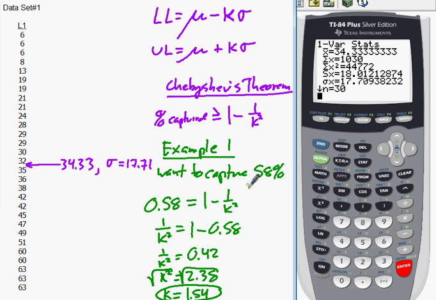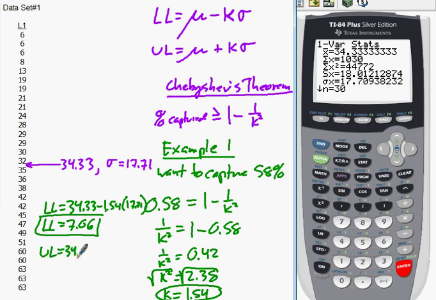So if we want to capture 58% of the data, we now can calculate what the lower limit would have to be. We take our mean of 34.33 and we're going to subtract 1.54 standard deviations. And we end up with this lower limit of being 7.06. And then, of course, we do the same thing with the upper limit, only instead of subtracting, we're going to add the same number of standard deviations away. And our upper limit will be 61.60.